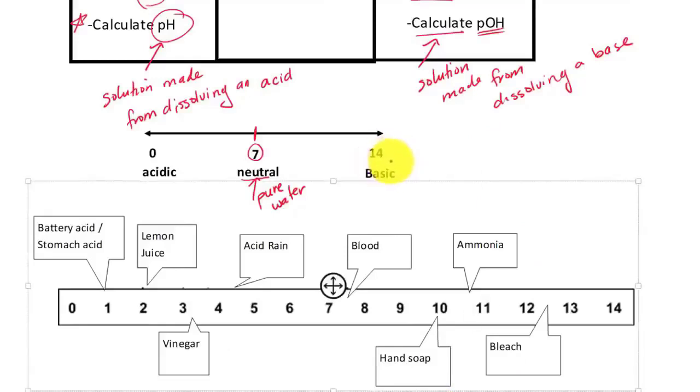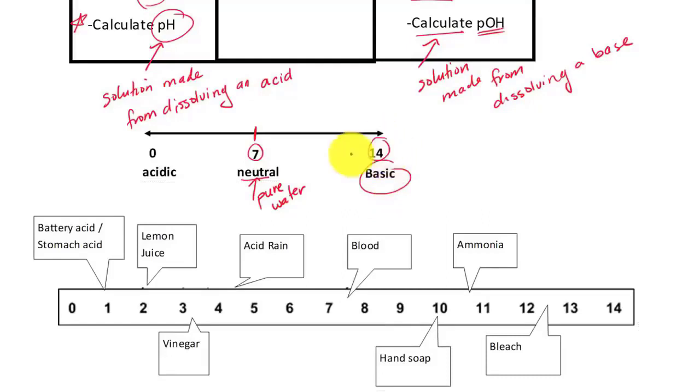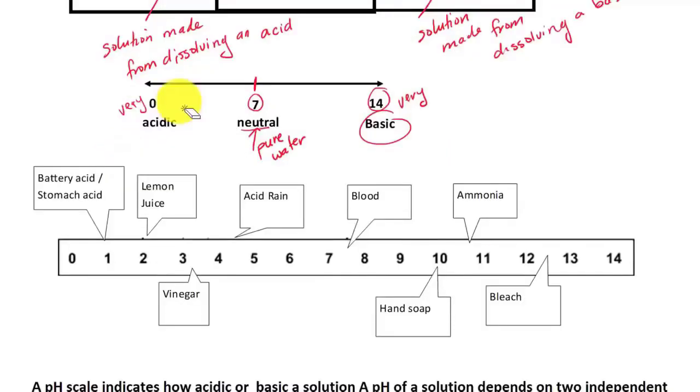This one right here is very basic at 14. Right here, at the very low number, would be very acidic, okay? So in a way, if we go down the pH scale, it's becoming more acidic. If we go up this way, it becomes more basic.